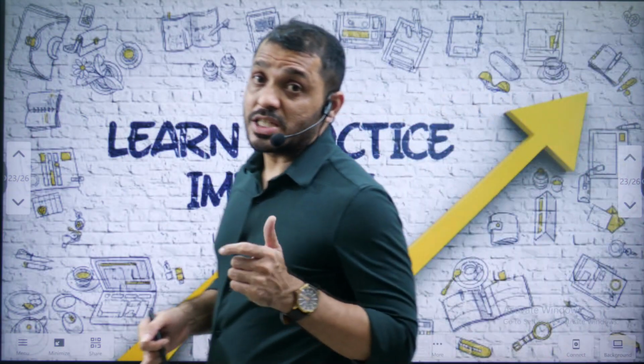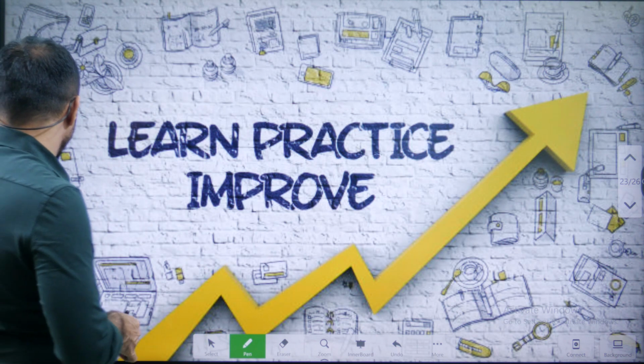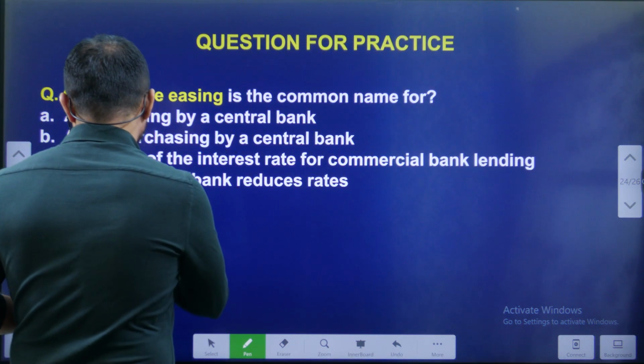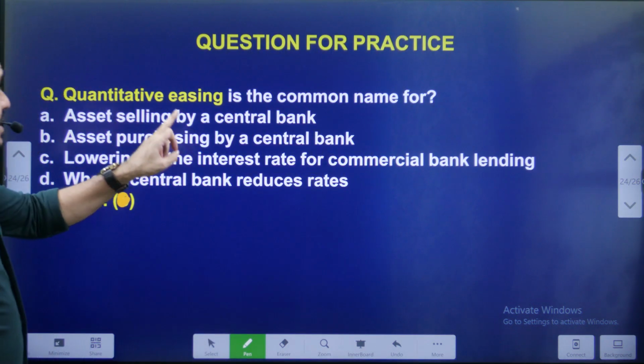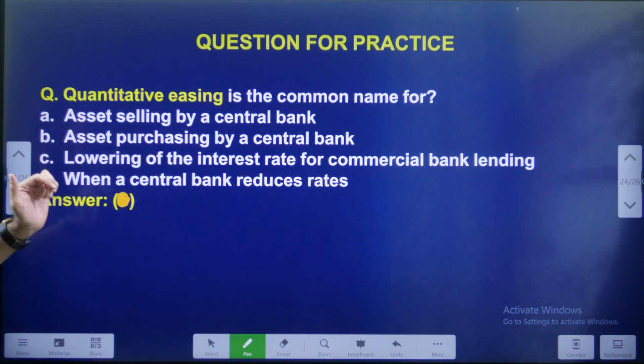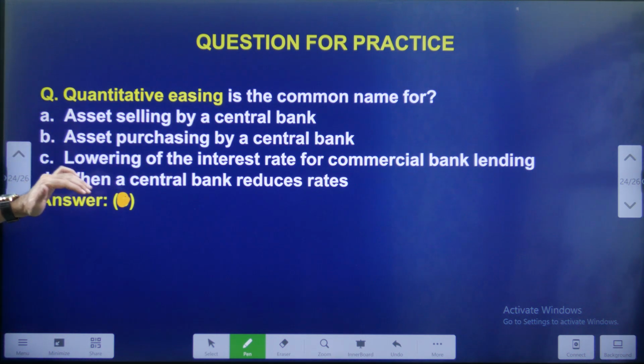Now let's see today's video MCQ. Quantitative easing is the common name for what? Go through these 4 statements and put your answer in the comment section.